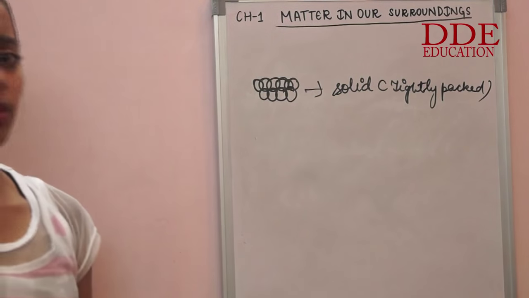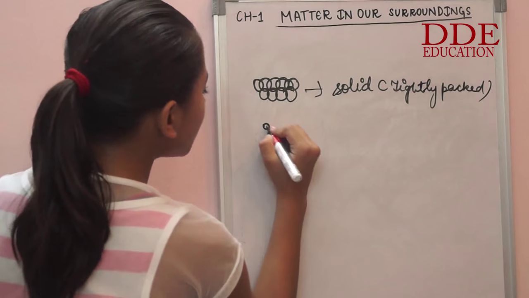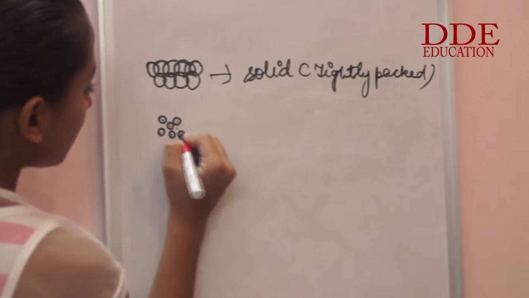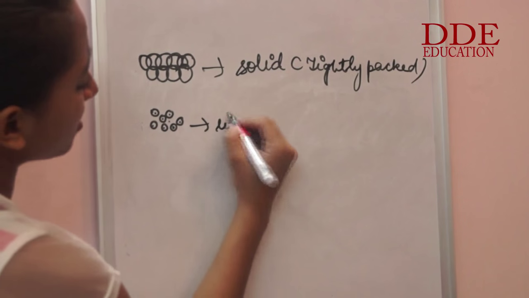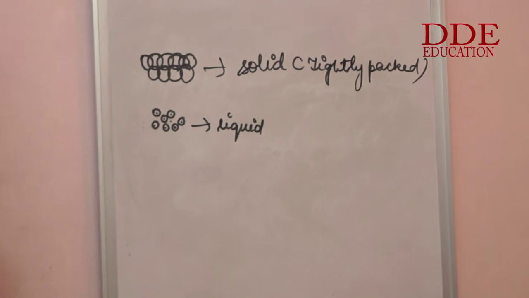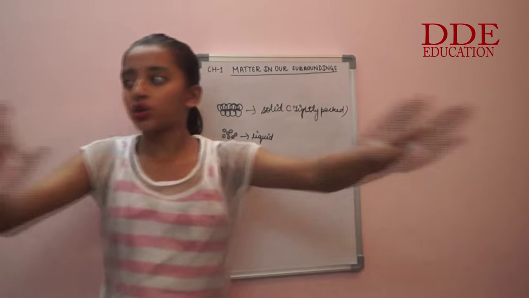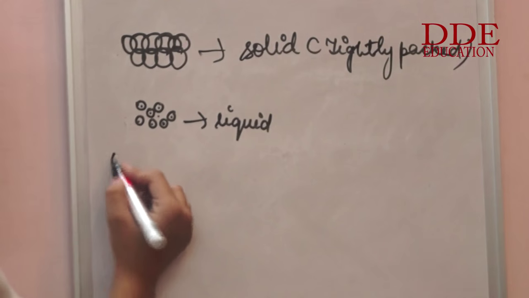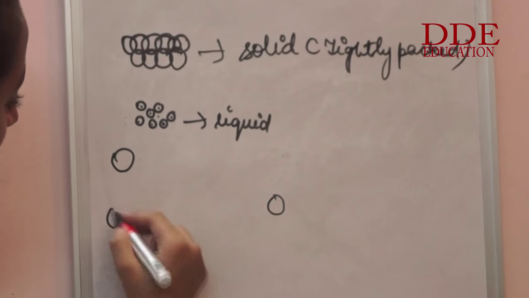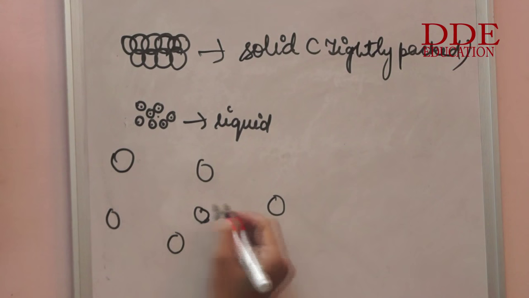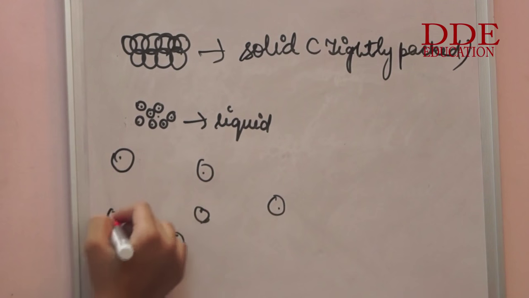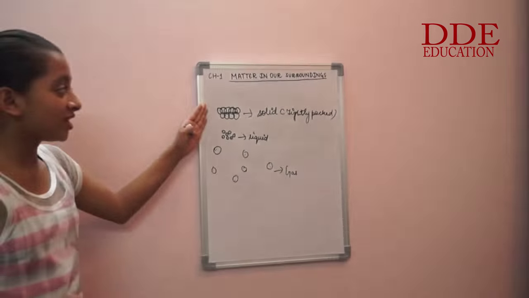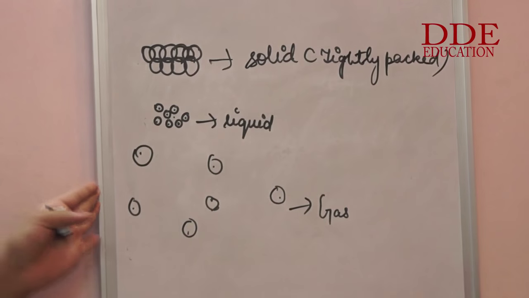Okay, and now let's talk about liquids. Liquids are something like this. These are liquids. These are moderate, not on the extreme left or the extreme right. These are moderates. And let's talk about gas. It's like this. These are the real particles of gas. Okay, this is solid, this is liquid, and this is gas.